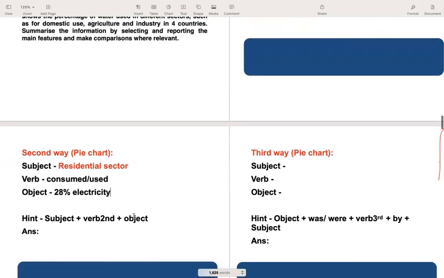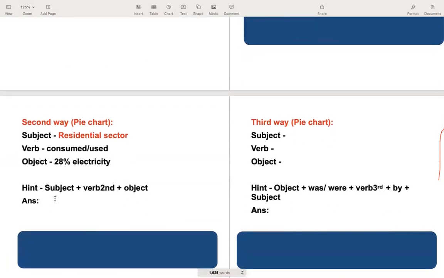Okay, so can you make your sentence? You start with the subject. Subject is what? Residential sector, right? What's your verb? Consumed. No, you're changing it. Consumed electricity. Consumed 28% of electricity. Perfect. That's it.